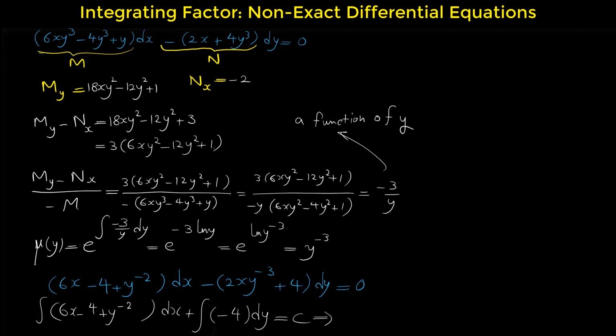Integral of 6x dx is 3x squared. Integral of negative 4 is negative 4x. Integral of y to the negative 2 with respect to x, don't forget we are integrating with respect to x, so this term here can be considered as a constant when we integrate with respect to x, and integral of y to the negative 2 is y to the negative 2 x, and integral of negative 4 is negative 4y equals c. So this is the solution of the differential equation.